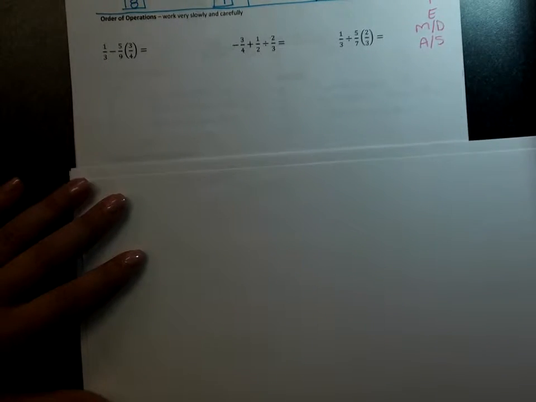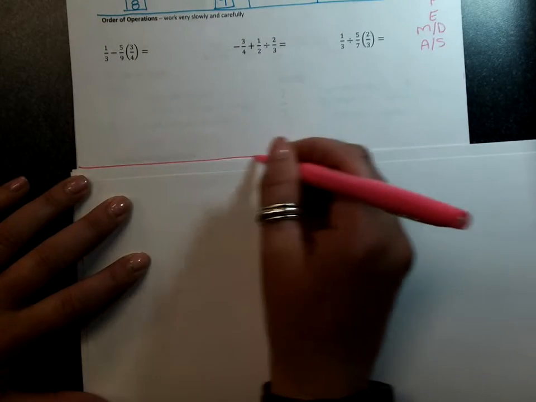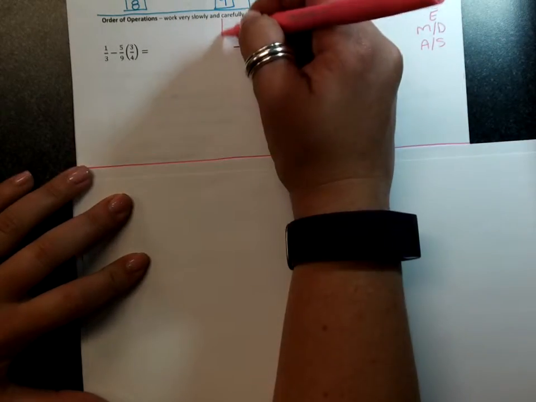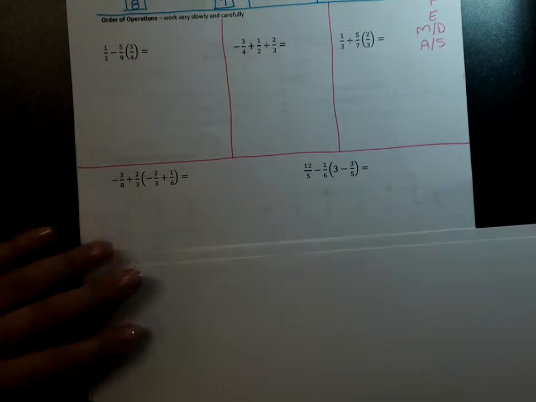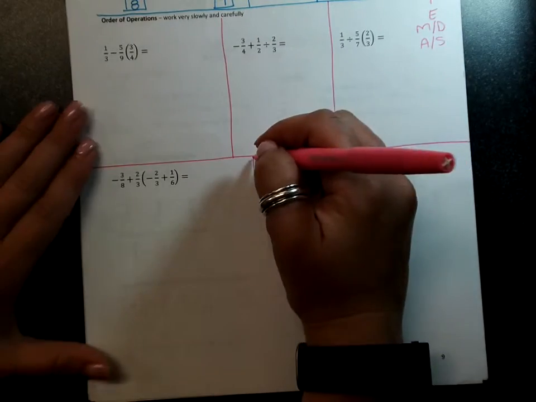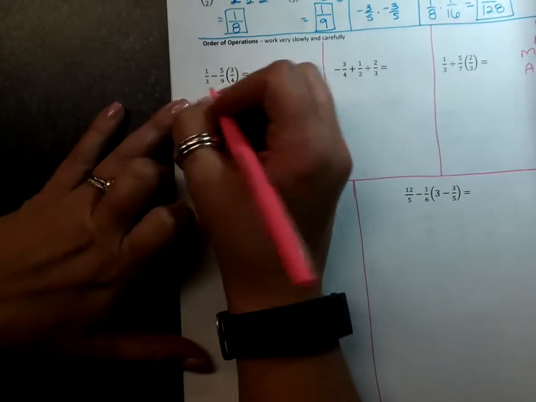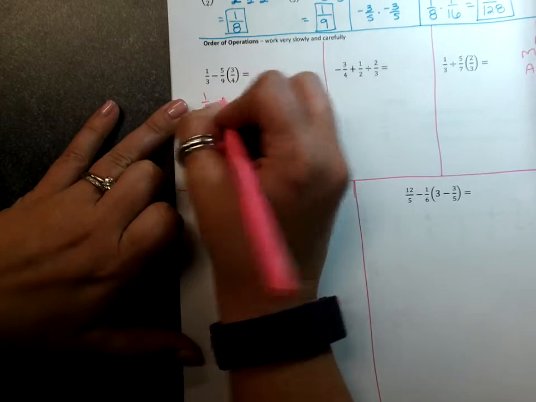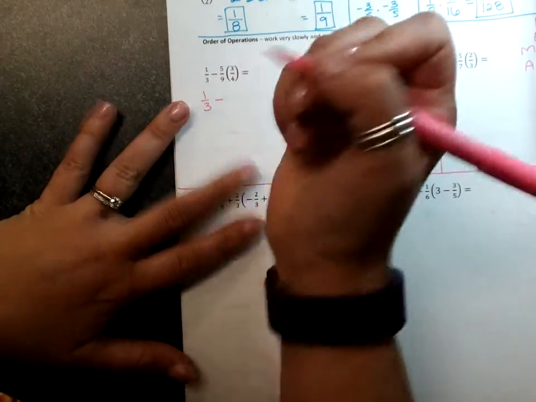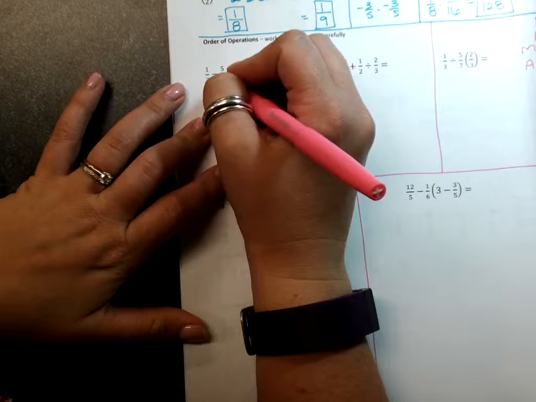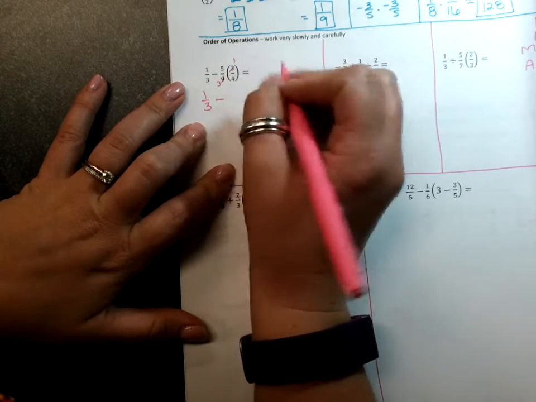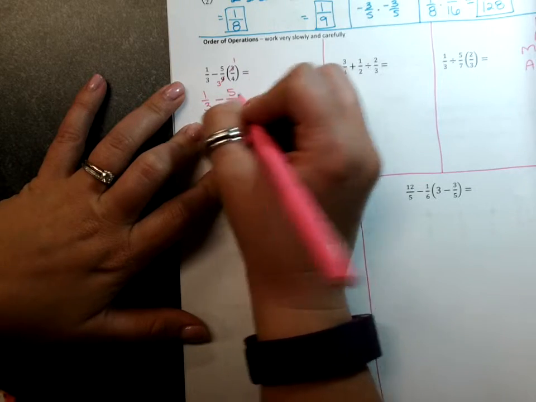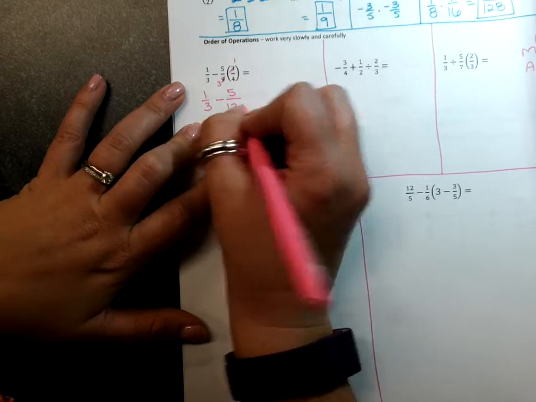I tried to give you lots of space to work. You might want to divide up your space so you don't get lost. Divide up your space at the bottom too if you want to. Alright, so we're going to leave the 1/3 alone, leave the minus alone. We can actually cross-reduce this right now and change the 9 to a 3 and the 3 to a 1 if you want to. Otherwise you'll have to reduce later. This becomes 5 over 12.